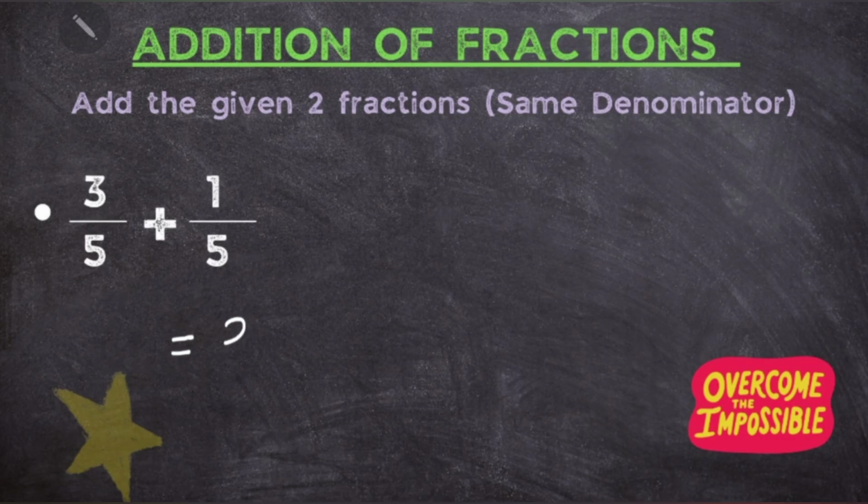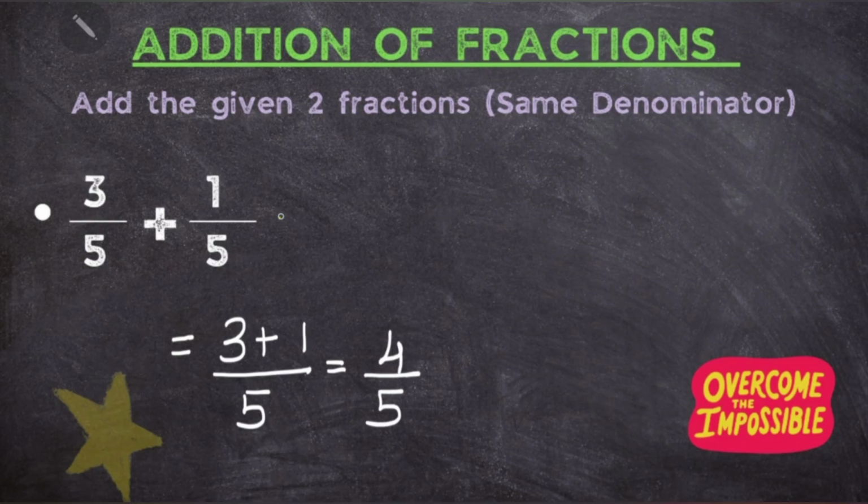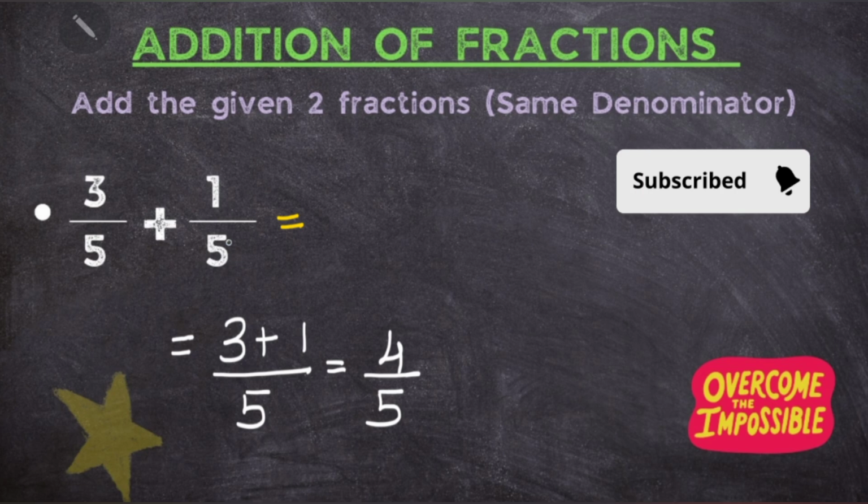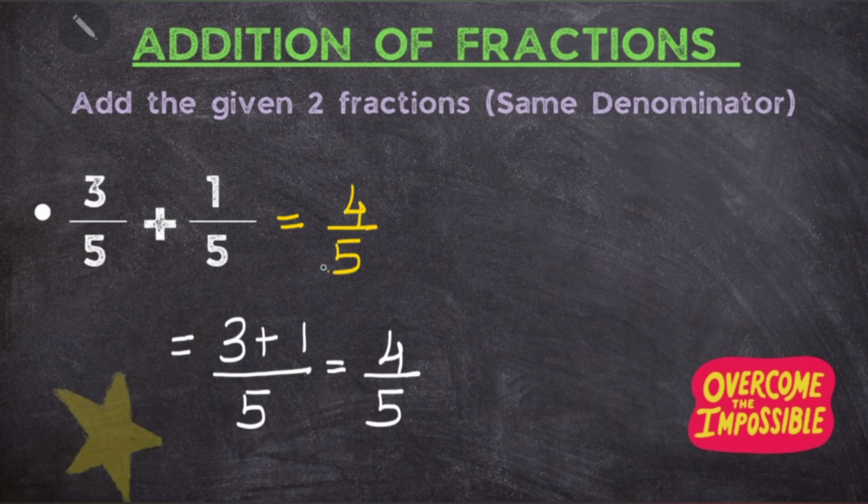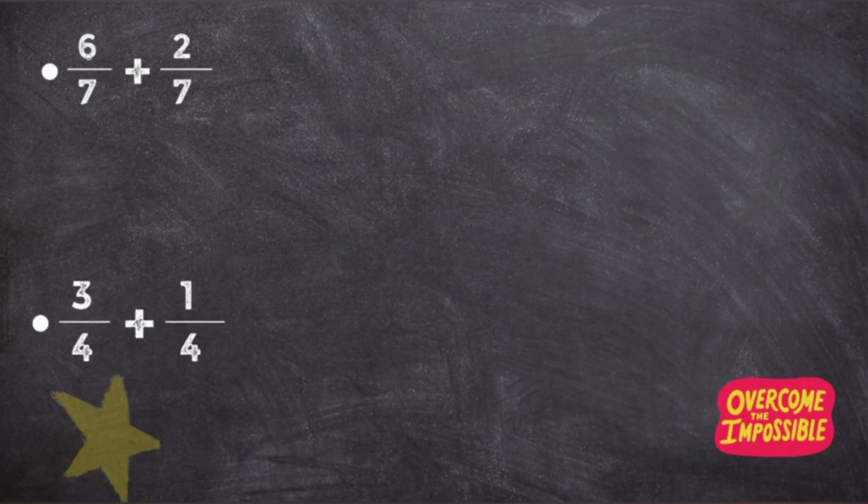So here it will be 3 plus 1 whole upon 5, because 5 is common. Now 3 plus 1 is 4 upon 5. So the addition of 3 upon 5 and 1 upon 5 will be 4 upon 5. Done. Only this much you have to do. Now let's take another question, that is 6 upon 7 plus 2 upon 7.